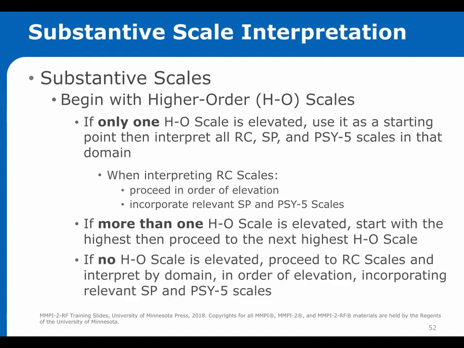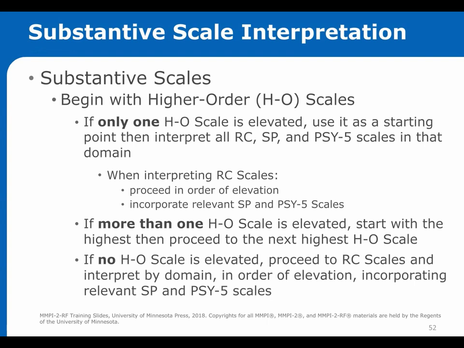If there's no higher order scale elevated, then you move to the next level of measurement on the MMPI-2-RF substantive scales, which is the RC scales. Interpret the RC scales domain by domain in order of elevation, incorporating relevant specific problems scales and Psi-5 scales. Again, I think this will all make a lot more sense when we see a practical example.